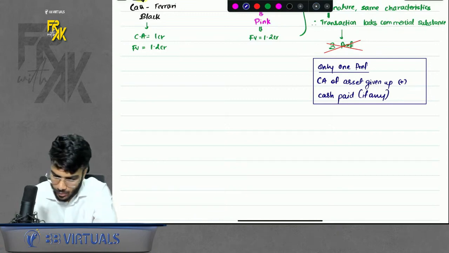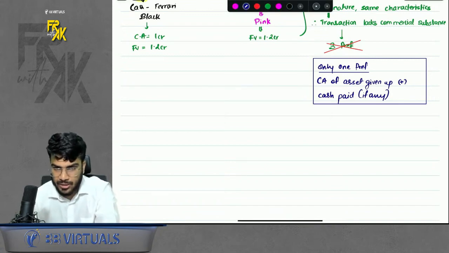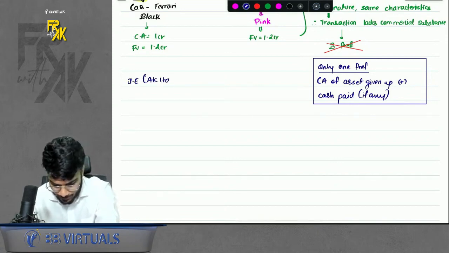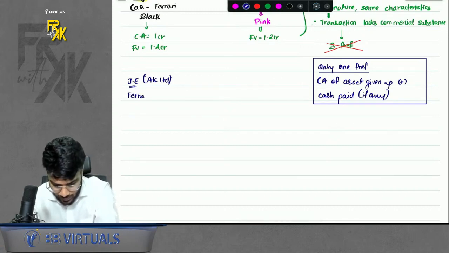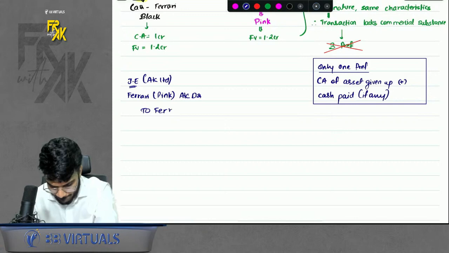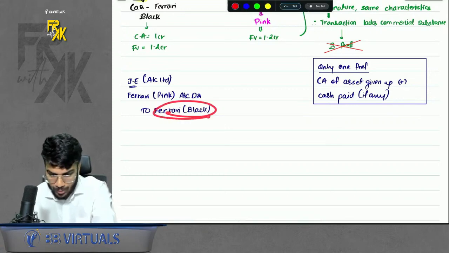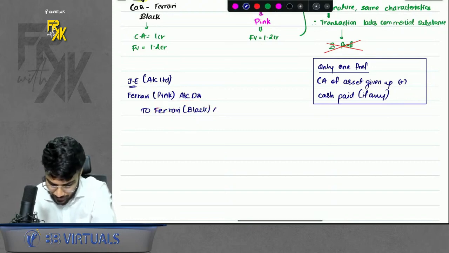Now, what does this imply? Let me try to pass a journal entry. We are passing the journal entry from whose point of view? From the point of view of AK Limited, right? So for AK Limited, the incoming asset is Ferrari pink color and the outgoing asset is Ferrari black color. Now at what value will the outgoing asset be derecognized? It will go out at carrying amount. 1 CR is the carrying amount.